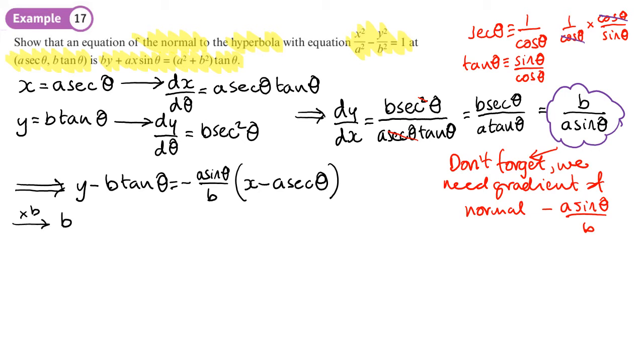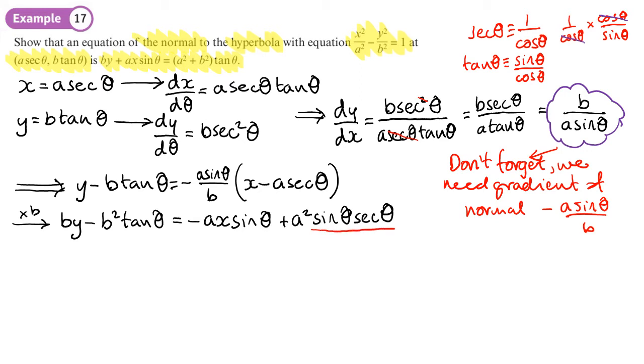So we'll have by minus b squared tan theta equals, then we'll expand the brackets, so negative ax sine theta plus a squared sine theta sec theta. Now you may have spotted this, sine times by sec, well that's just tan, because basically what you've got is sine times by 1 over cos, so that becomes tan.